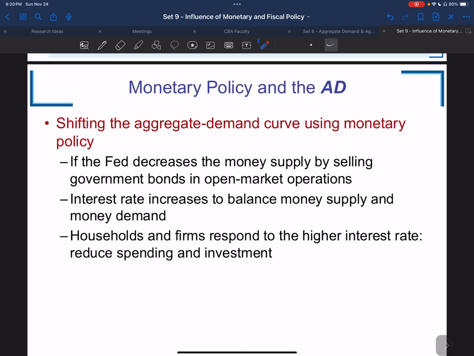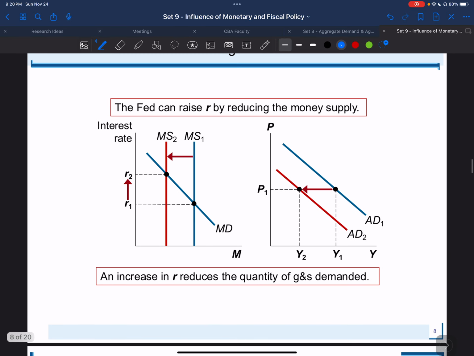On the other hand, let me show that on the curve. Here it is. So the central bank uses monetary policy to shift the aggregate demand. On the curve on the left side, the curve on the left side shows the money market, and the curve on the right side shows the aggregate demand curve at the economy level.